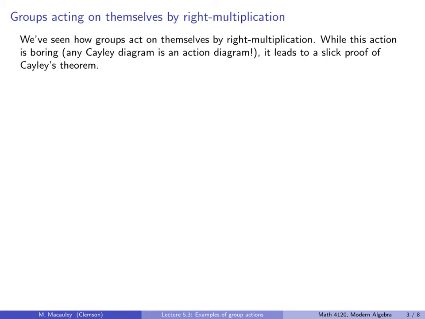Let's start with groups acting on themselves by right multiplication. And we've seen this in the first lecture in this series. Well, this action is boring because any Cayley diagram is just the action diagram. It leads to a slick proof of Cayley's theorem.